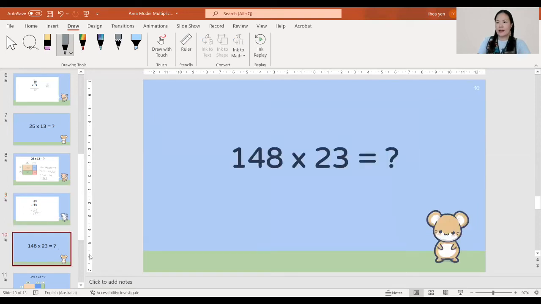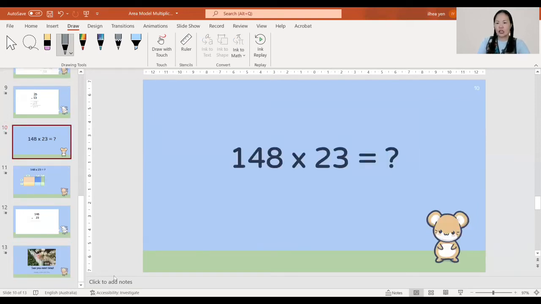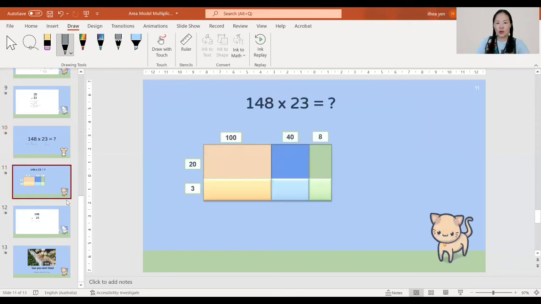Let's go with a bit harder one. 148 times 23. If I put that into area model, I need to break it down. This one is 100, and then I will go 40, and then I'll go 8. Okay, so I'm going to add 100 plus 40 plus 8, which will make 148. 23, I will keep it as 20 plus 3. You can break it down further if you like. Okay, let's have a look at what I've done. So on my width area, which is here, 20 plus 3.